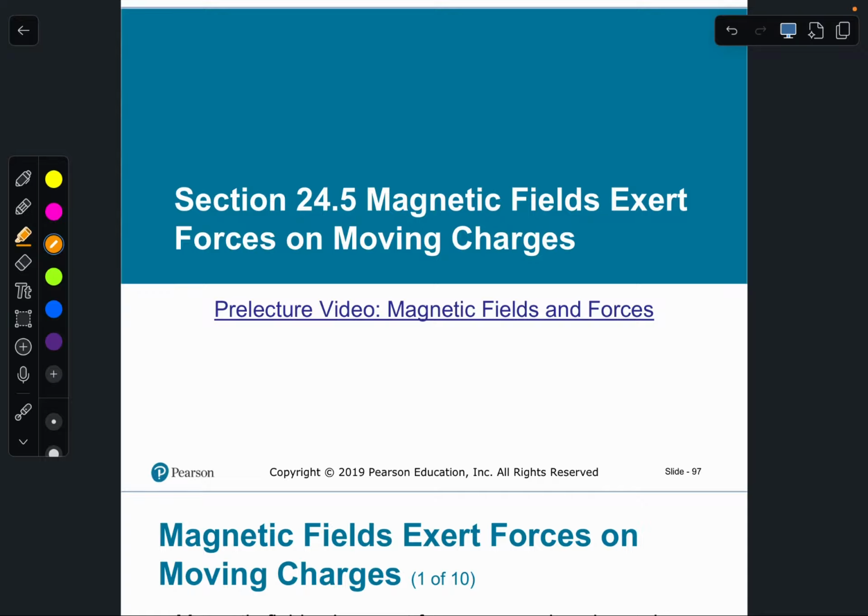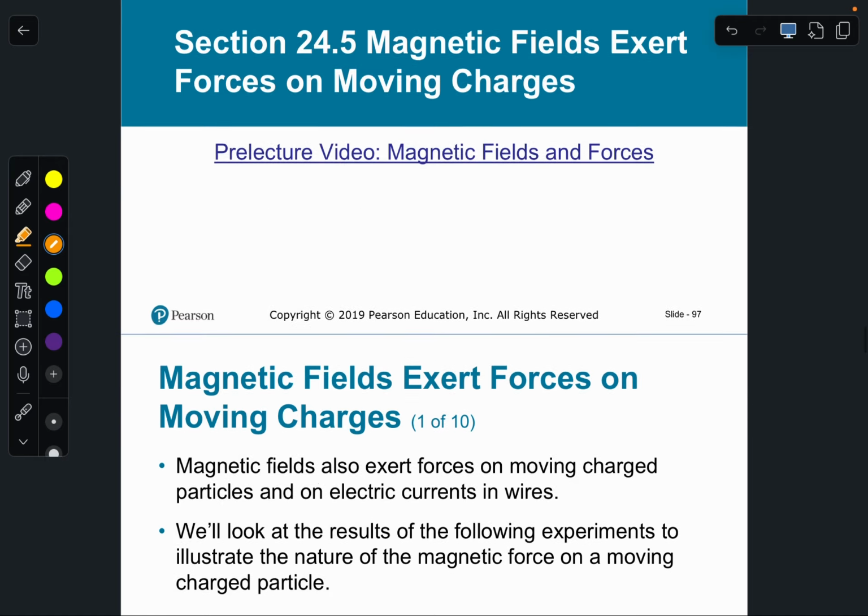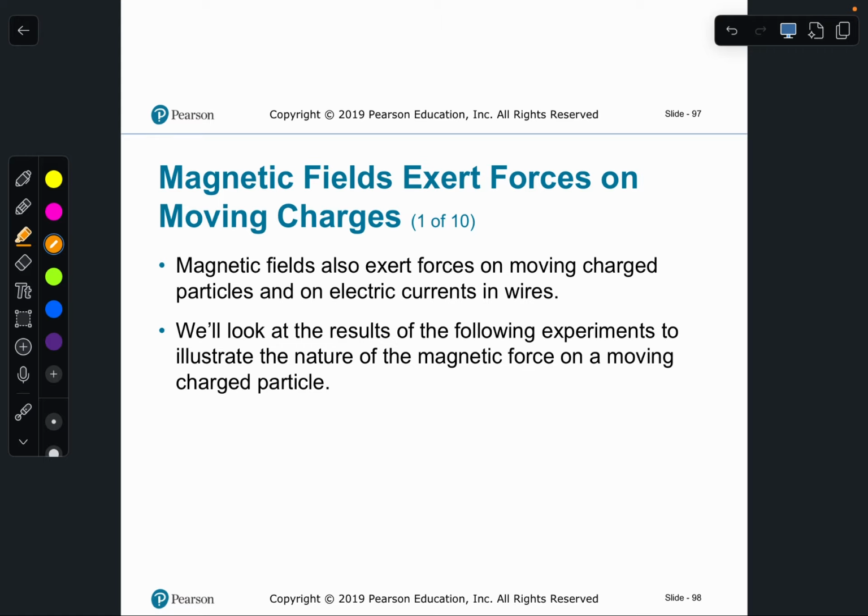Currents create magnetic fields, right? Currents are moving charges. Well, they create magnetic fields and they also feel magnetic fields, right? They feel forces due to them. So not only do moving charges create magnetic fields, they can feel a force due to a magnetic field. That's what we're going to look at. So magnetic fields also exert forces on moving charged particles, like a current, right?